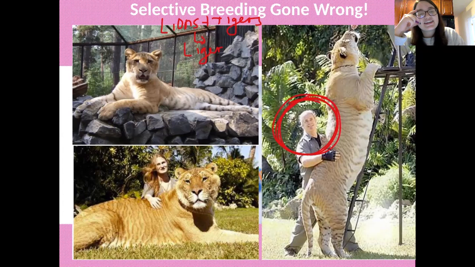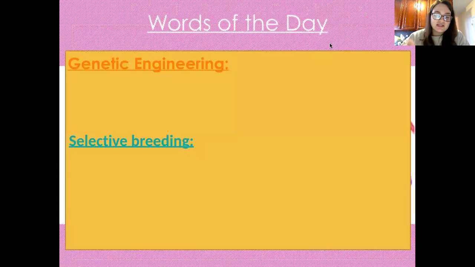But once again, this is just another example of how selective breeding can go wrong, because these organisms wouldn't naturally occur on their own. They only appear when humans force them to mate, and that can cause some pretty rough problems.